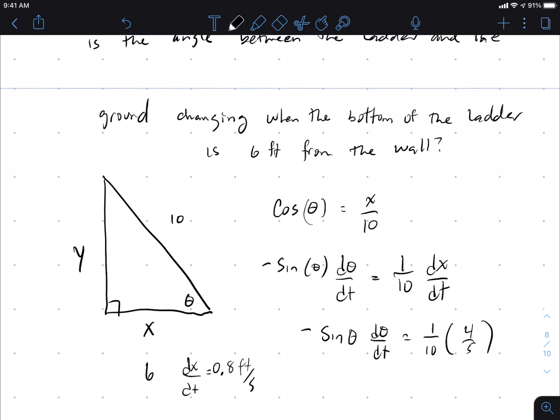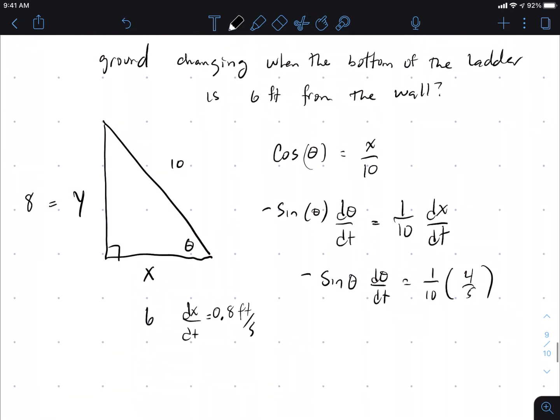Okay. Now we want to find and see if we can get sine theta. So if we have 6 and 10, can we find out what y is? What is y? It should be 8. Does everyone see how this is 8? Right? Pythagorean theorem.